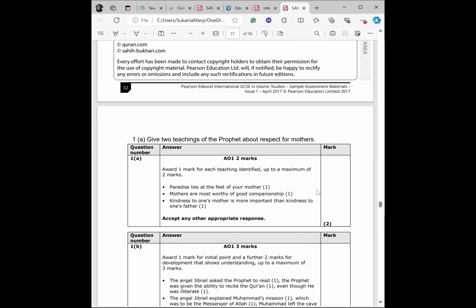So if a student responds with 2 good teachings that are identified, they immediately get the 2 marks. If they do more than 2, they can't get a 3, they will just get 2 only. So the first 2 or the best 2 will be marked accordingly.